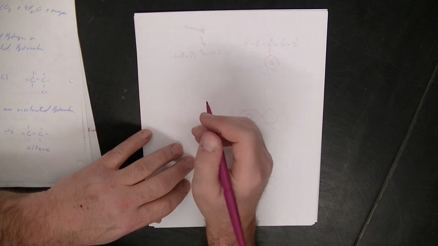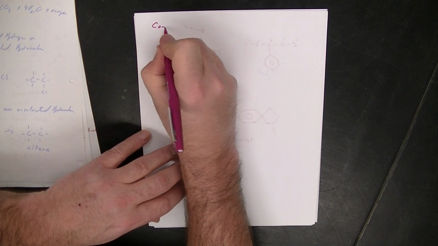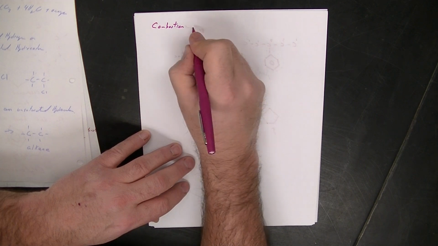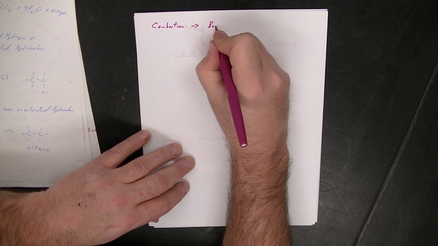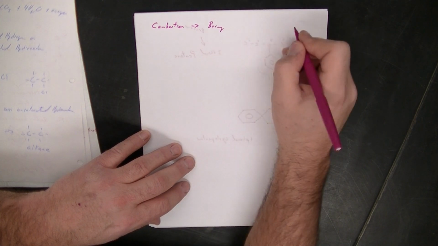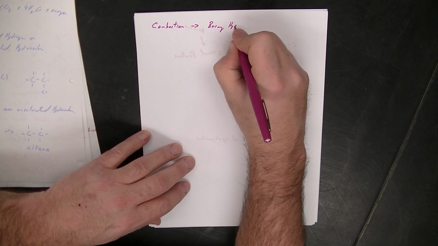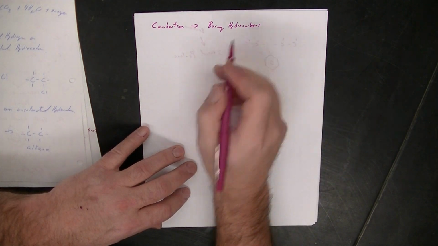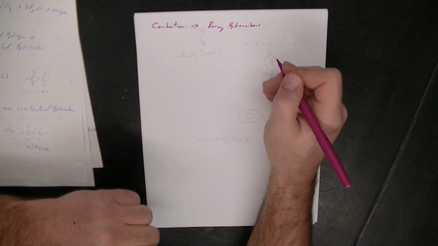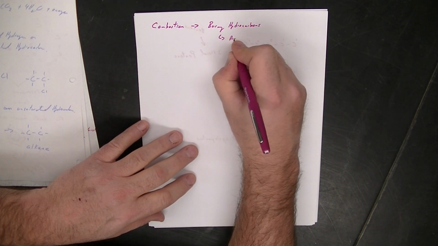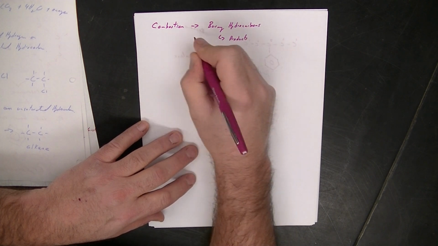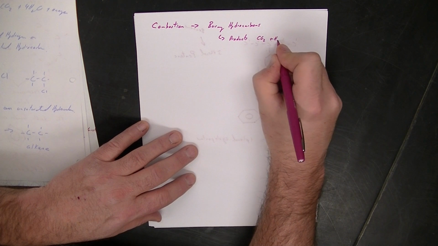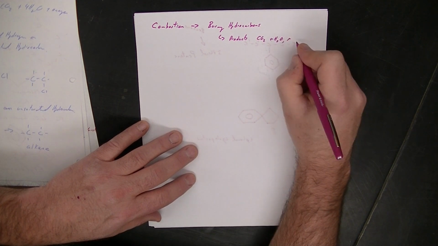So the first one we're going to talk about is combustion, and we've already done this one. Here we're burning, usually it's hydrocarbons. And remember, our products of combustion when you're burning a hydrocarbon are always going to be carbon dioxide, water, and energy.